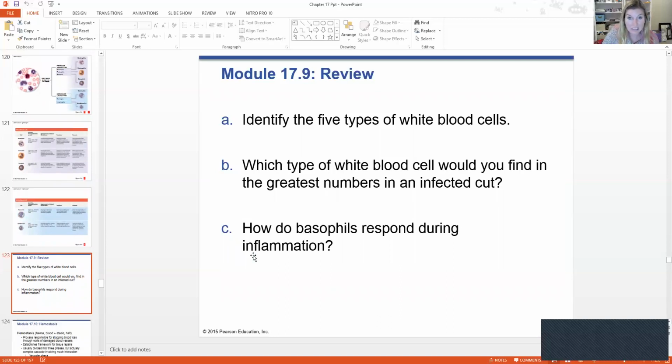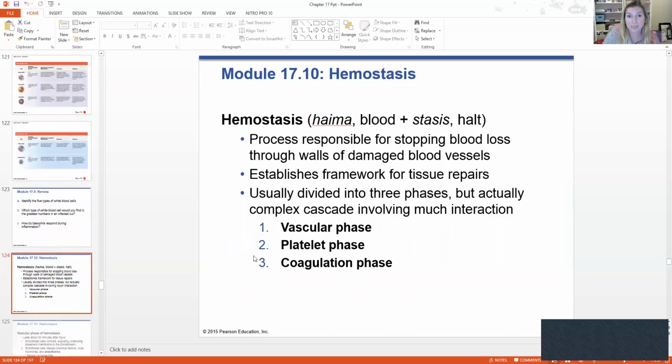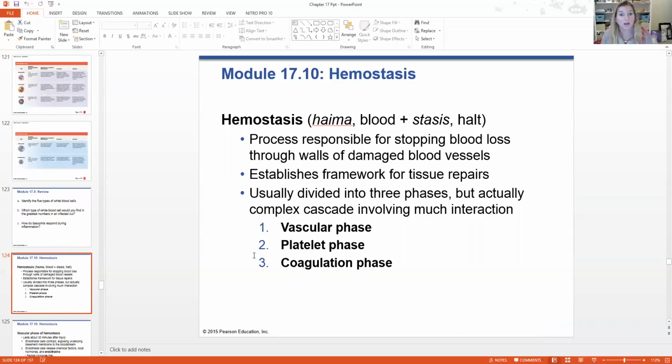We are going to continue in this lecture video talking about the process of clotting or hemostasis. Hemostasis is the process of stopping blood loss, pretty much. So it's responsible for stopping the blood loss through vessel walls. It's also going to get a new framework of tissues built in there where the damage has occurred. And there's three major phases. There's a vascular phase, a platelet phase, and a coagulation phase.